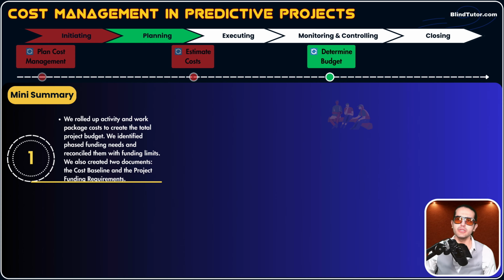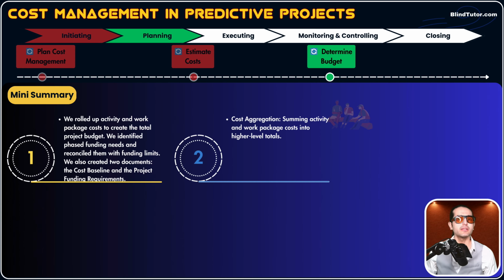To do that, we used several tools and techniques. Like what? Like cost aggregation. What's cost aggregation, guys? We have estimated cost for each activity. Let's say thousands of activities. Now we add these activities cost to get to the cost baseline. For example, a stakeholder comes to you and says, hey, I want the cost for this deliverable A.